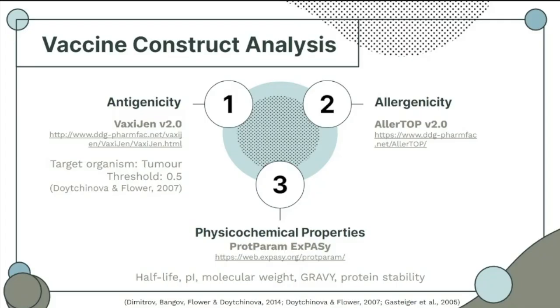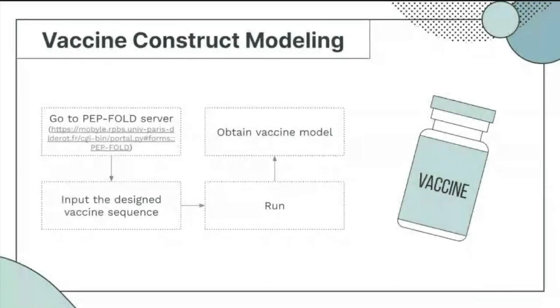And last but not least, we also evaluate the physicochemical properties of the vaccine construct using the ProtParam ExPASy tool. So we analyze the half-life both in vivo and in vitro of the vaccine construct. We also analyze the pI, molecular weight, GRAVY, and the stability of the protein. So next, the model of the vaccine construct will be predicted using the PEP-FOLD server. And first, the vaccine sequence will be inputted into the system, and the advanced parameters will not be changed for the purpose of this experiment.